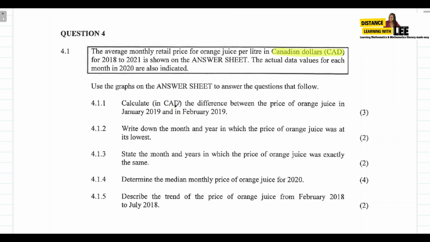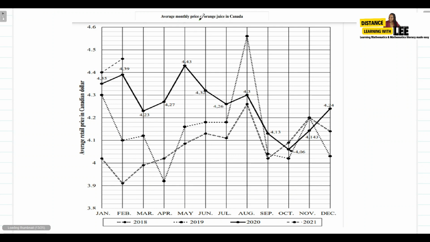Question 4.1.1. It says calculate in Canadian dollars the difference between the price of orange juice in January 2019 and in February 2019. Okay, so let's just have a look at the answer sheet that is given to us here, and let's just see what is going on.